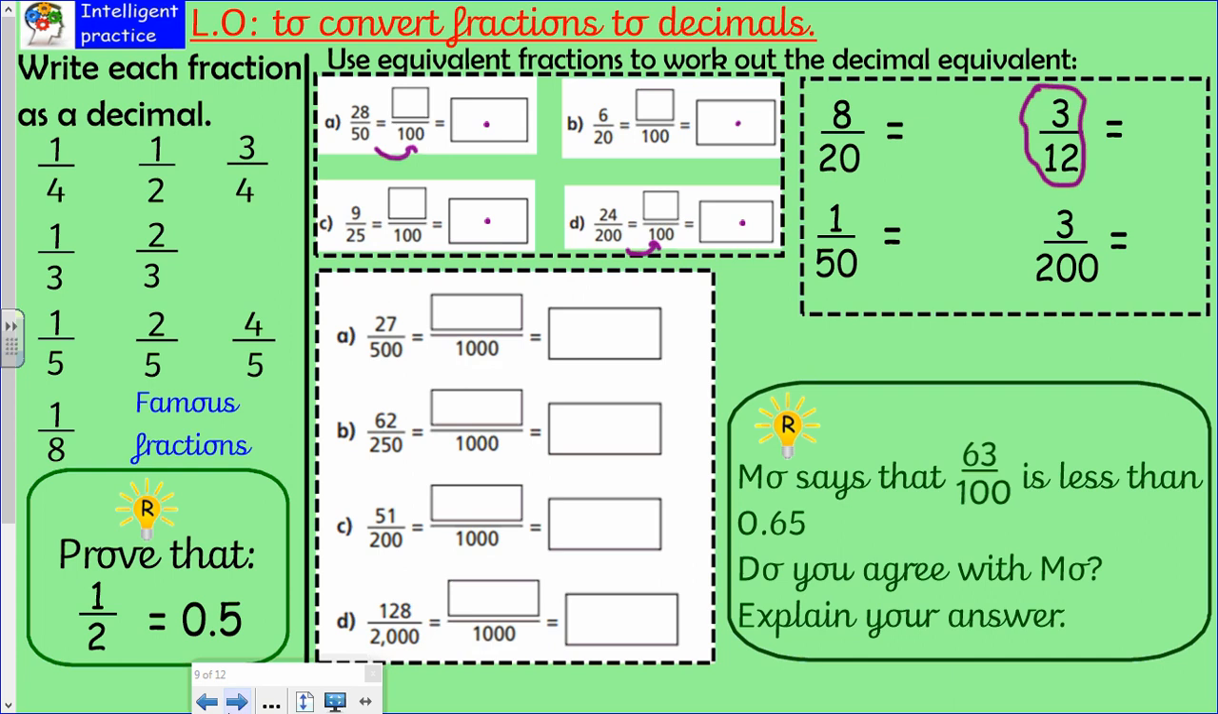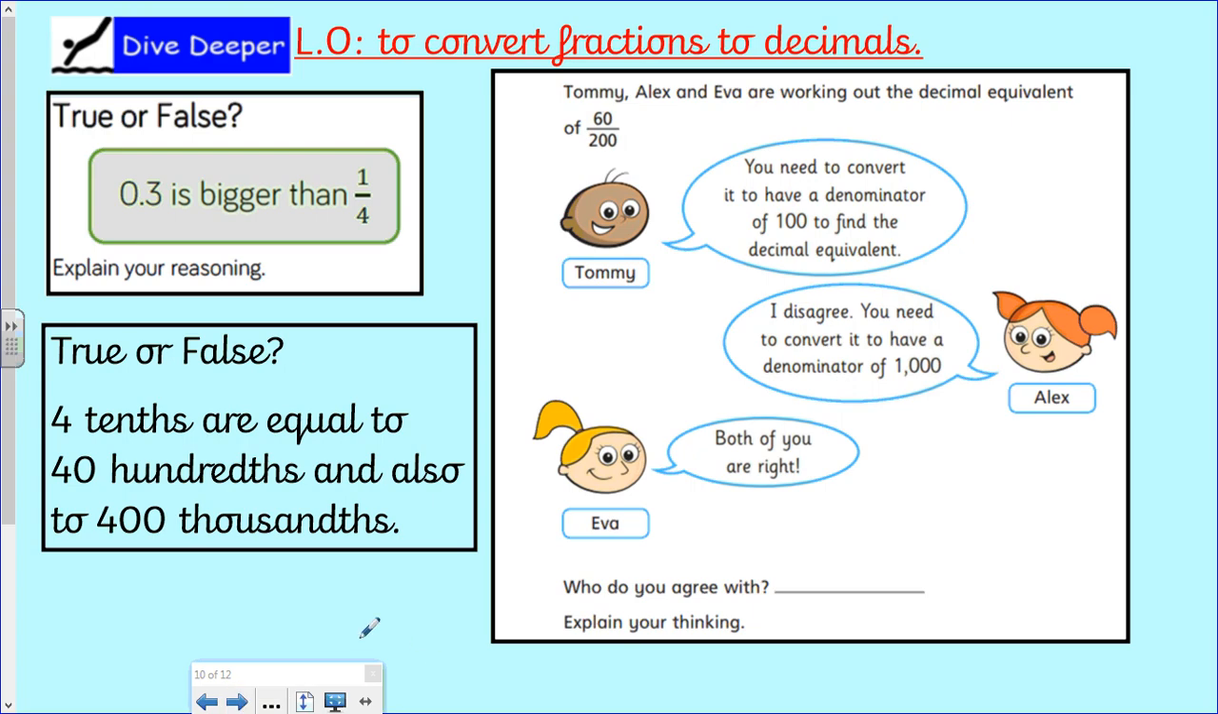I'm just going to quickly nip on to dive deeper for you. So there's a true or false question. 0.3 is bigger than a quarter. Is that true or false? And explain yourself. Another true or false. 4/10 is equal to 40 hundredths and also to 400 thousandths. Do you agree? True or false?